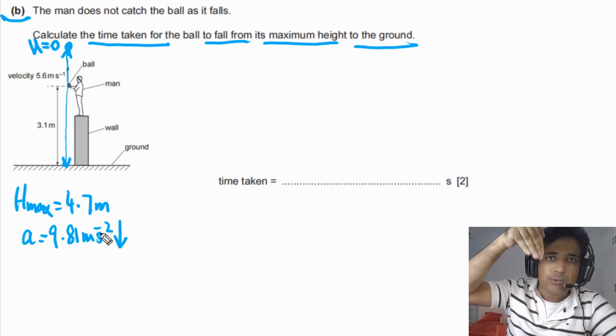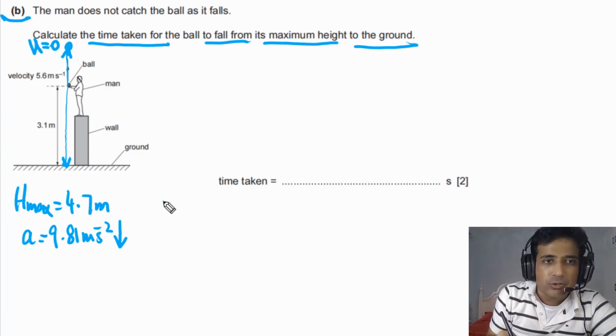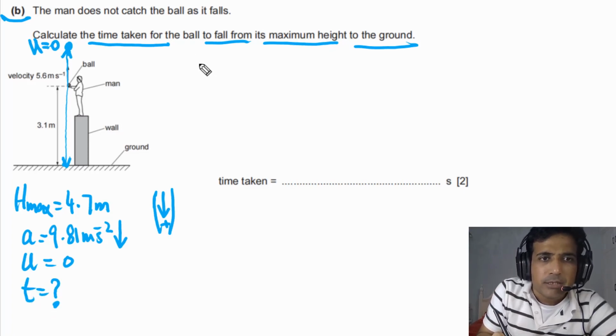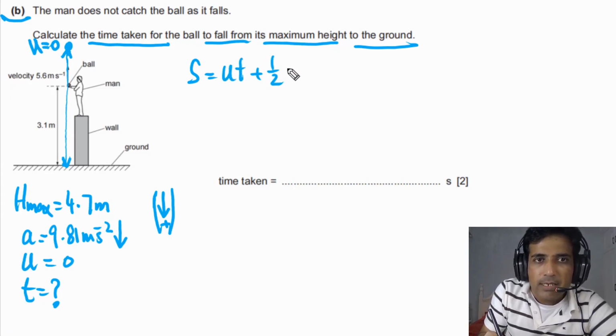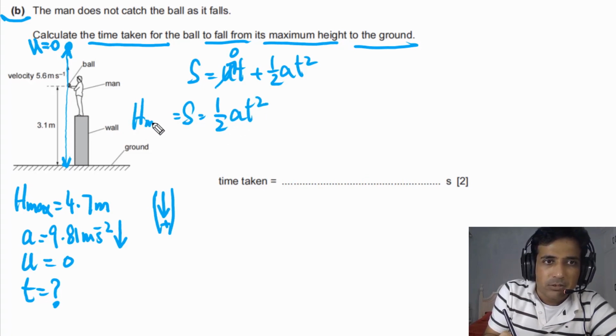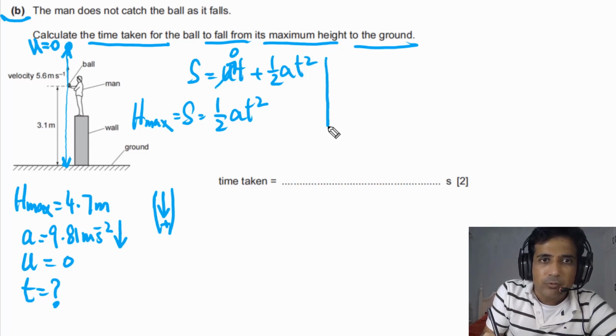As the ball is falling, is moving downwards, in this case we will take downward as positive. U is equal to 0. We need to find out the time taken. In order to calculate the time taken, simply we can use s is equal to ut plus 1/2 at squared. As u is equal to 0, it simply means that this is equal to 0. So s is equal to 1/2 at squared. s is equal to h max, which means this is the vertical displacement.